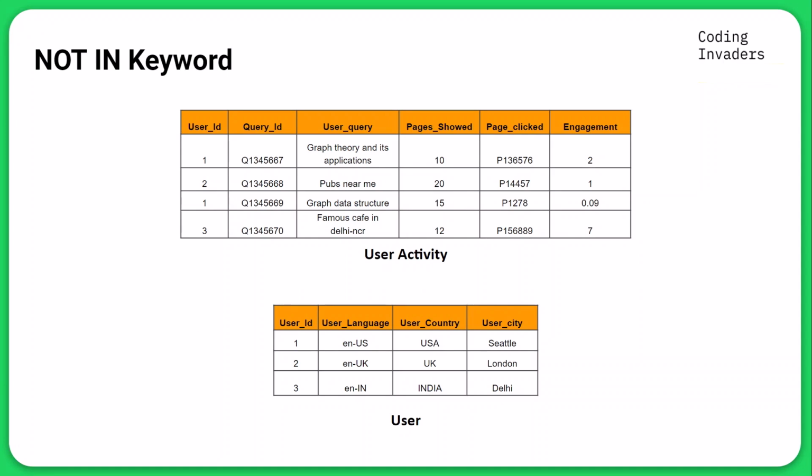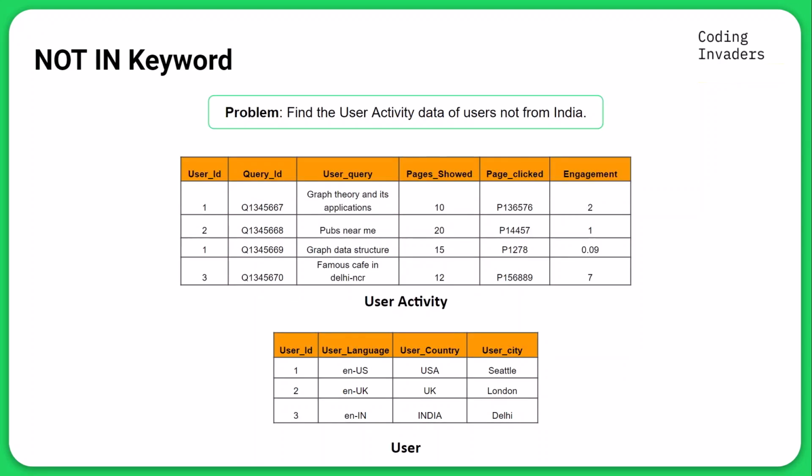Now, apart from the user activity of a search engine, we also have a table called user, which has the user ID, language, and user's country as well as the city information. Now, from the user activity table, I want to find the user activity data of users not from India. Remember, not from India. Okay.